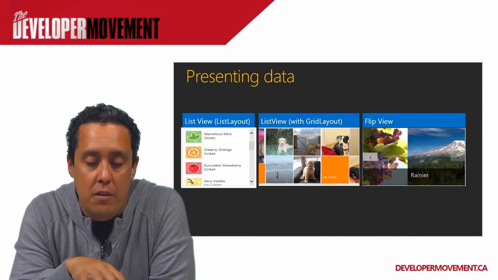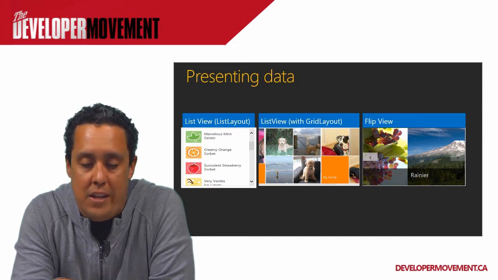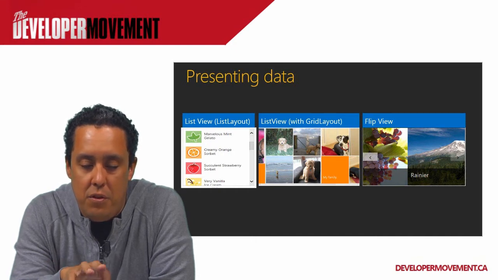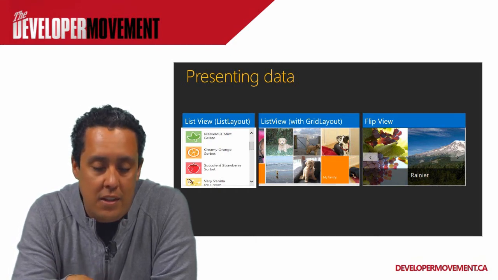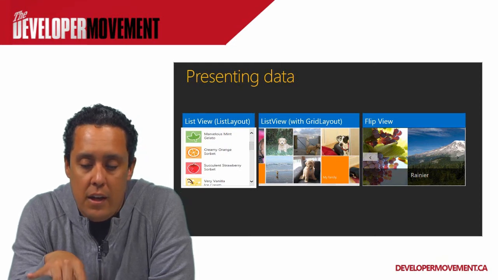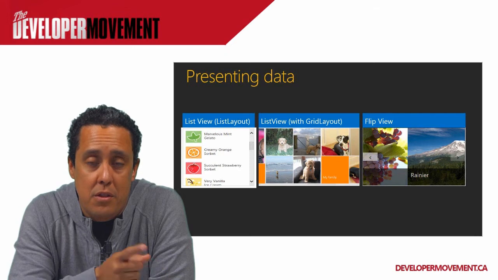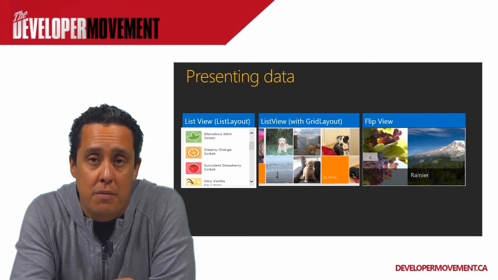And grid layout, you're going to use it in fill or landscape mode. So those are the two different layouts for list view and presenting different data to your users. The other one is flip view. So flip view, you have the option to, say, flip through a bunch of images.